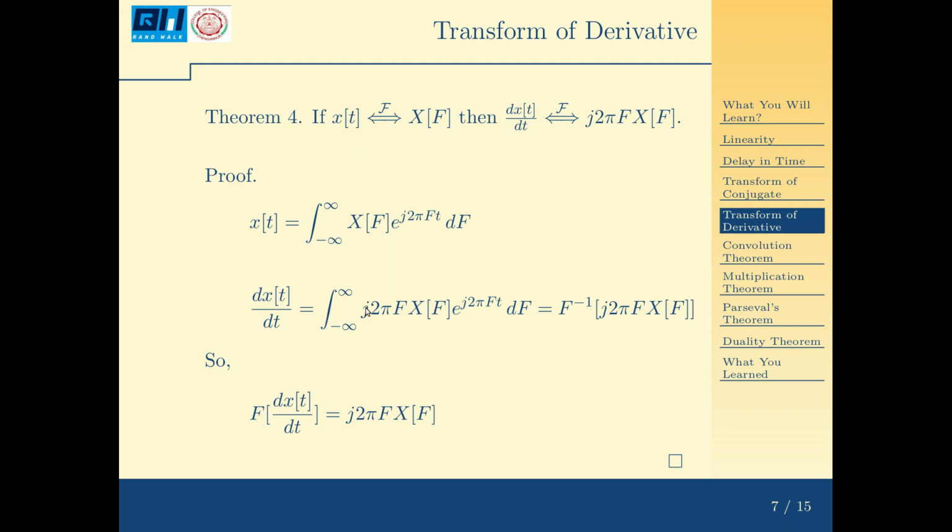So what is this? This is the inverse transform of j 2 pi f X(f), because there is a function in frequency followed by e raised to j 2 pi f t df. This is the Fourier inverse of j 2 pi f X(f). So what does that mean? The Fourier transform of dx(t)/dt is j 2 pi f times X(f). That is a proof.